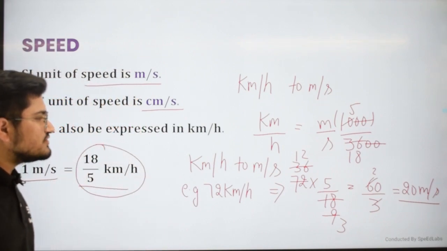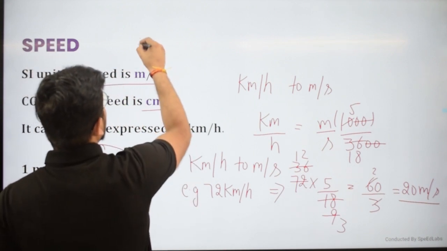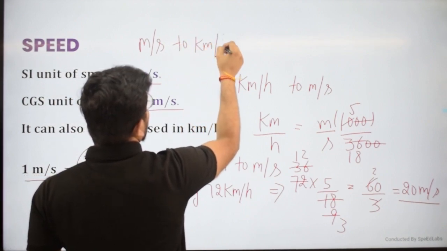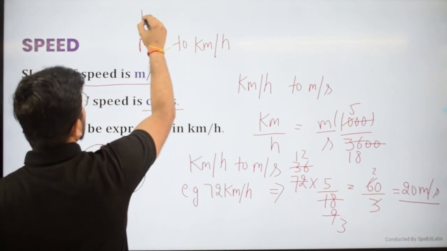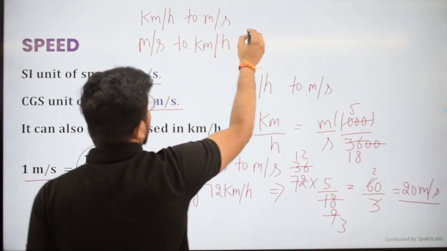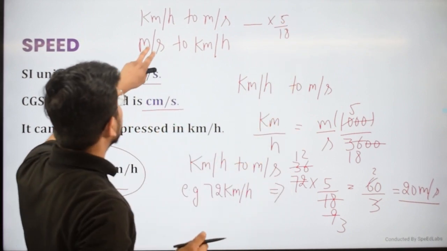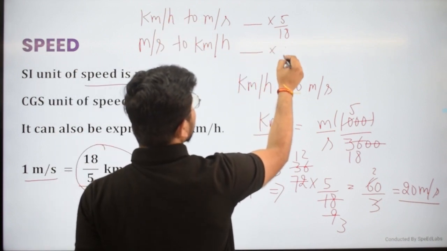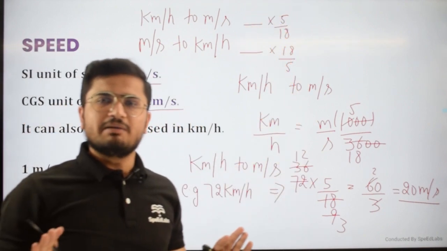Same way, suppose we have to do the conversion from meter per second to kilometer per hour. How can we do it? Just opposite. Right now we are doing kilometer per hour to meter per second, where we multiply by 5 by 18. So for meter per second to kilometer per hour, just opposite. You have to multiply any magnitude with 18 upon 5. As simple as that. Remember.